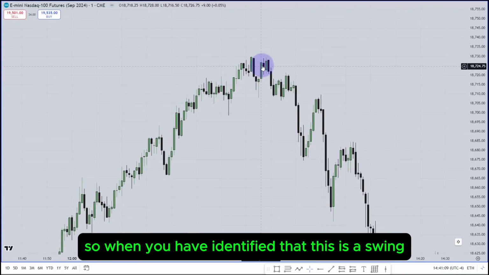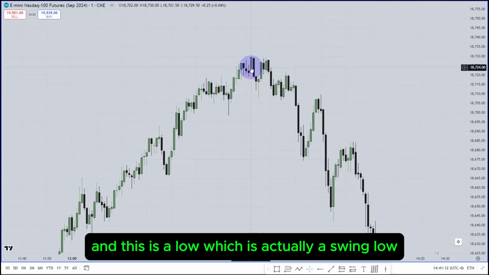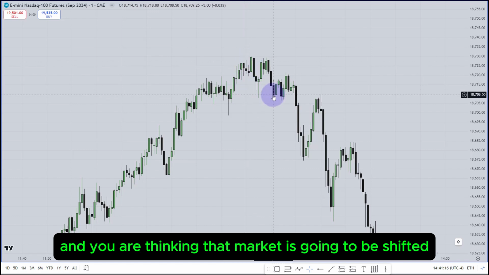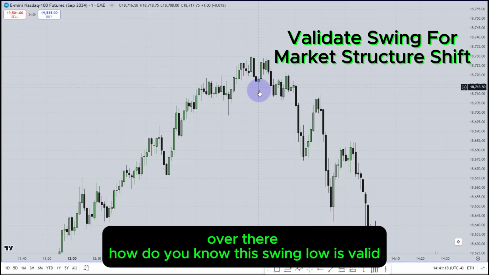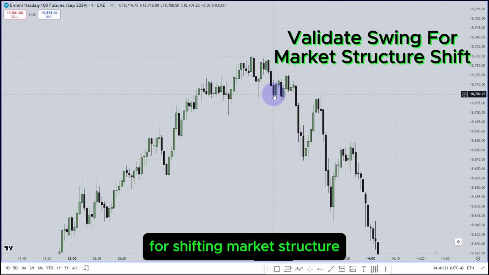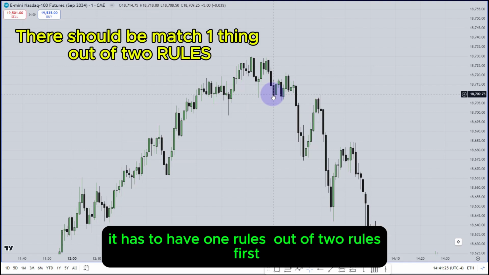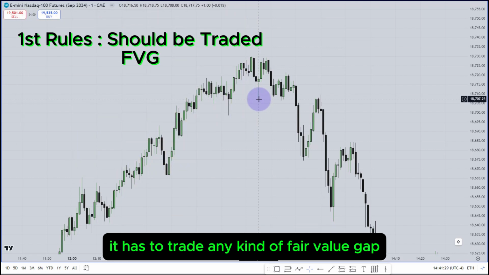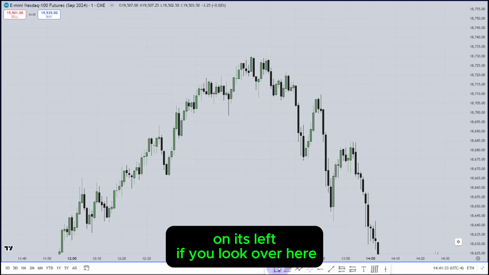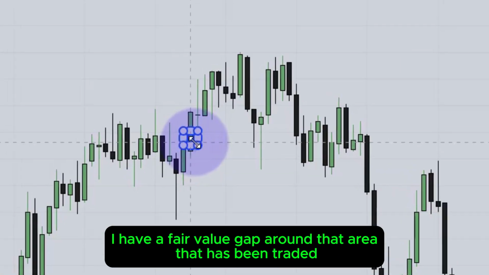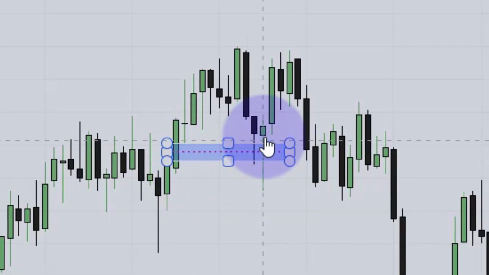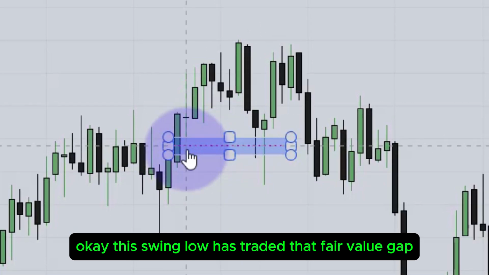So when you have identified that this is a swing low, and you are thinking that the market is going to shift, how do you know this swing low is valid for shifting market structure? For it to be validated, it has to satisfy one rule out of two. First, it has to trade any kind of fair value gap on its left. If you look over here, I have a fair value gap around that area that has been traded. This swing low has traded that fair value gap.